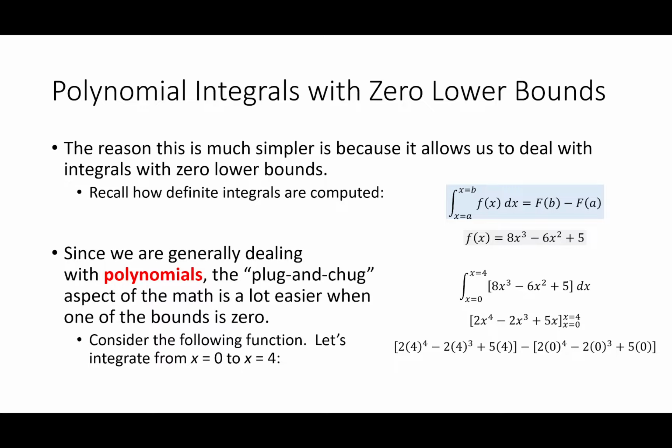Plug in the top number minus plug in the bottom number, but all that hullabaloo on the right is 0, so we just get left with the final answer. So using a lower bound value of 0 makes the math a lot easier to do.